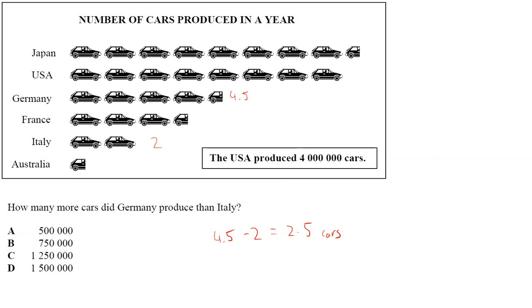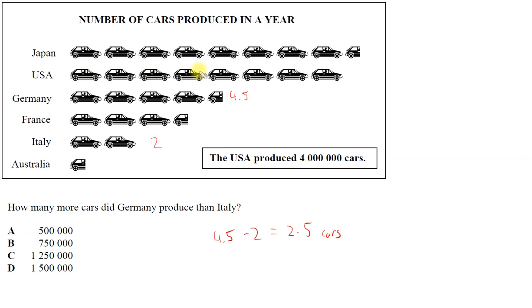How many more cars did Germany produce than Italy? Well, it looks like it might be 2.5, but actually, we need to know how much each car actually represents in terms of real cars. Remember, these cars are just little pictures that are representing a couple million, maybe, a huge number of cars that each country actually produces. So we need to go about finding how many cars this little picture of one car is worth. Okay, so the USA produces 4 million cars.